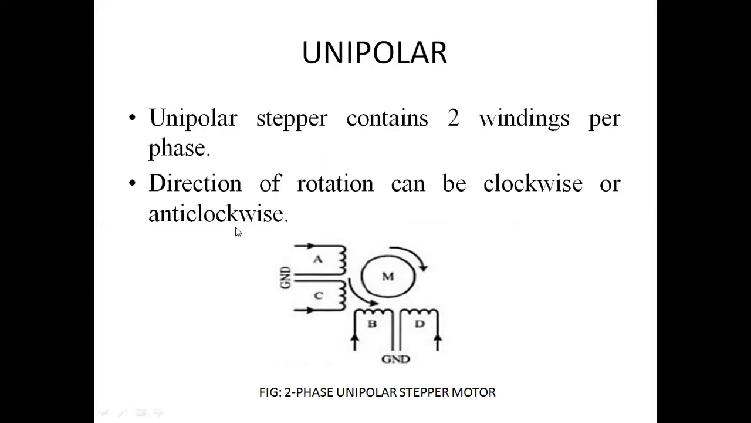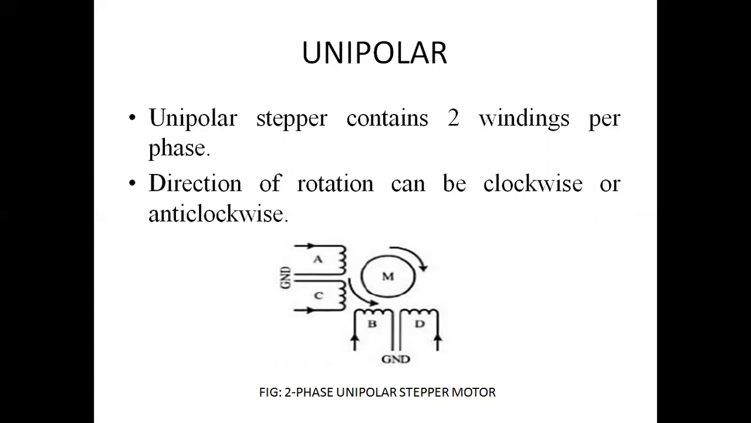So a unipolar stepper motor contains two windings per phase, A and C for one phase, and B and D for the second phase. The direction of rotation can be either clockwise or anti-clockwise. The stepper motor is controlled by changing the direction of current flow. Current in one direction flows through one coil.